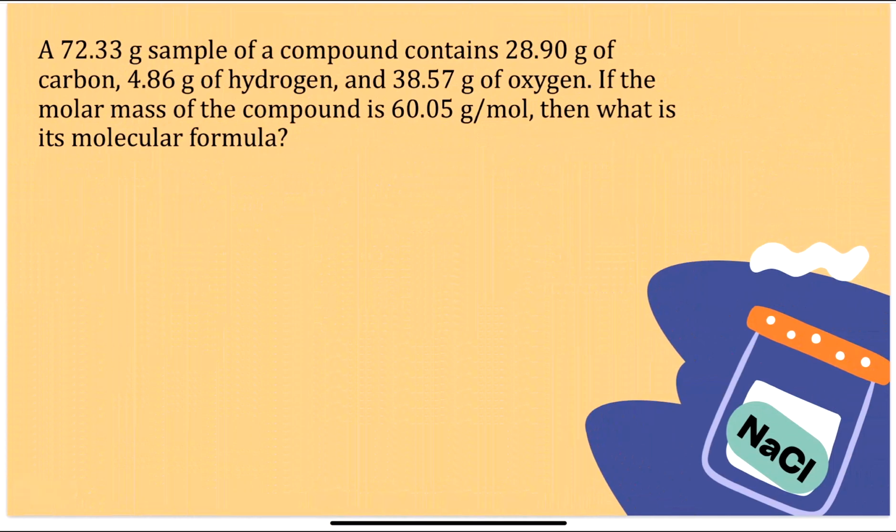Next, we want to talk about how to find molecular formulas, right? In molecular formulas, you will always be given the molar mass. That's very important to understand. Okay, so let's read this question. It says 72.33 grams of a sample contains 28.9 grams of carbon, 4.86 grams of hydrogen, and 38.57 grams of oxygen, right? So what do you do first? You need to first find the number of moles. So let's find the number of moles of carbon, hydrogen, and oxygen.